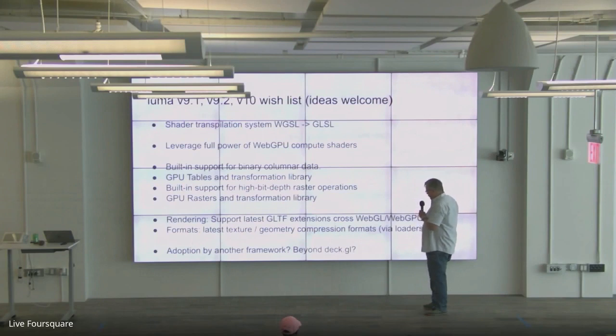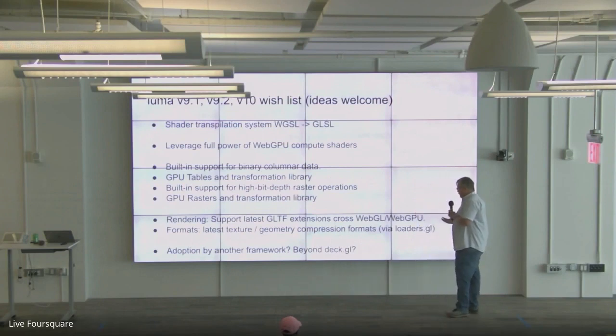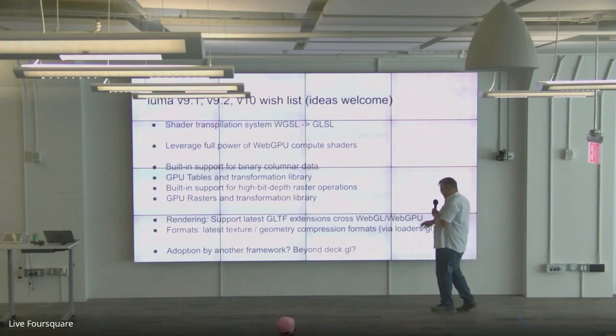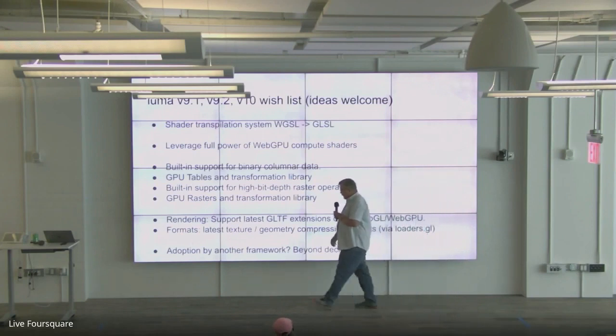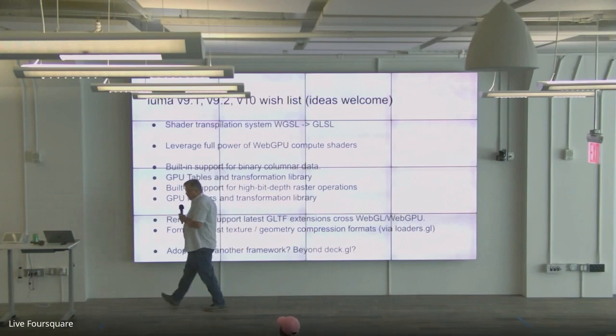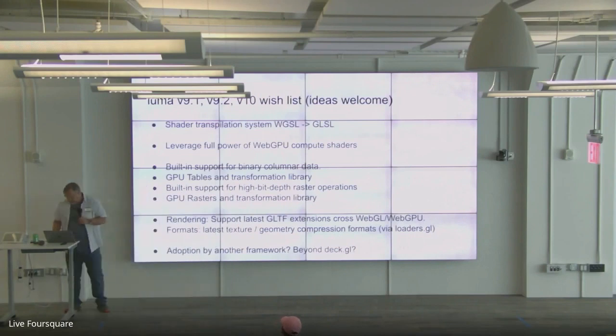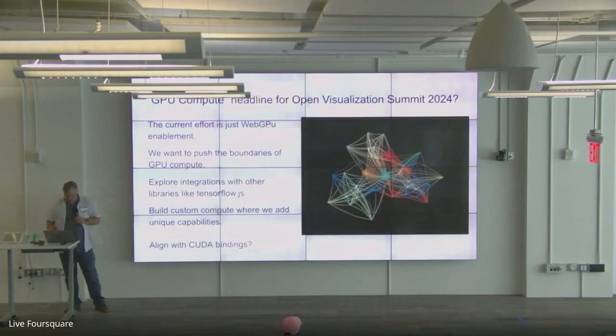We could see us supporting the GLTF standard for scene graphs. It has evolved quite a bit. There's a lot of amazing new material attributes, clear coat, and you can model fabrics and other things. It would be nice to include those. We also want to keep updated with the latest texture and geometry compression formats via Loaders.gl. Those are just some ideas, but there's a lot of things we can do.